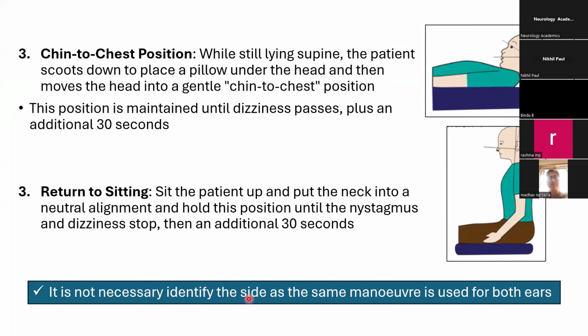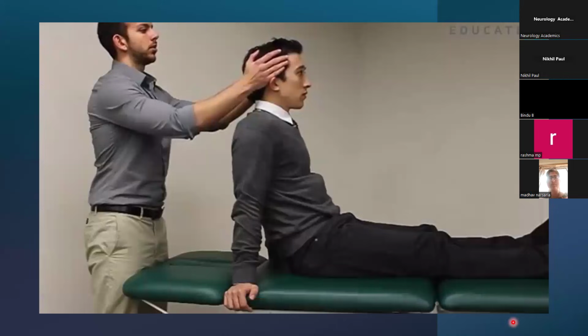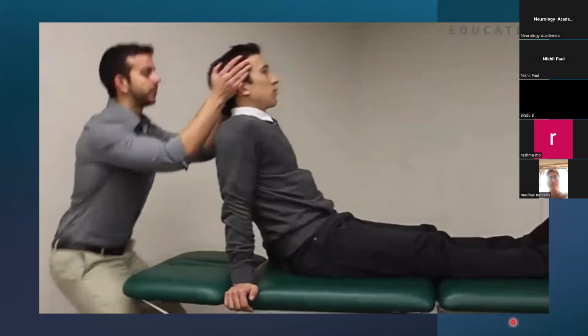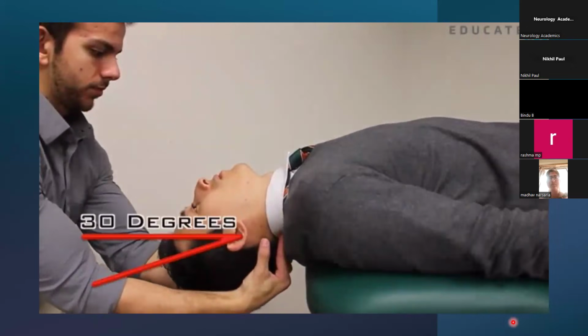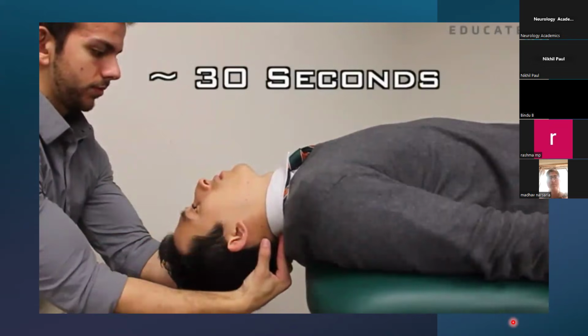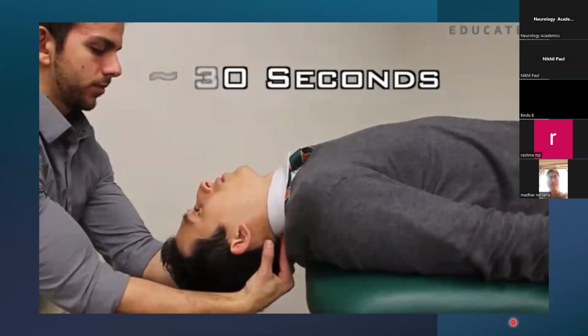As I said, it's not necessary to identify the side, as the same maneuver is used for both ears, and it is very easy to do. You just see in this video. Make the patient lie down 30 degrees downwards, hold for 30 seconds to 1 minute. Then chin to chest position for another 30 seconds.